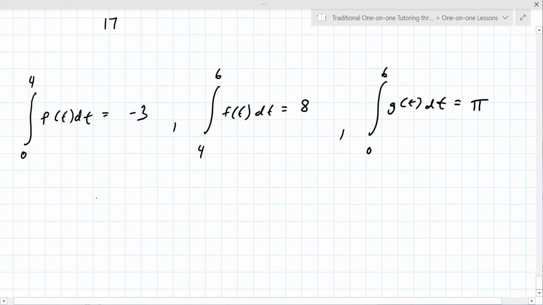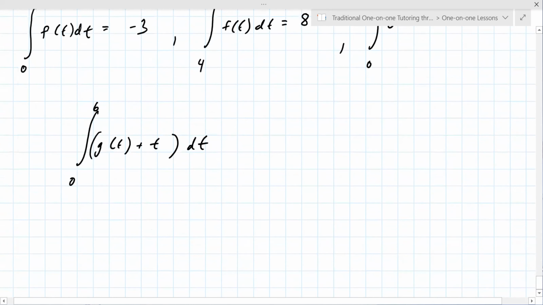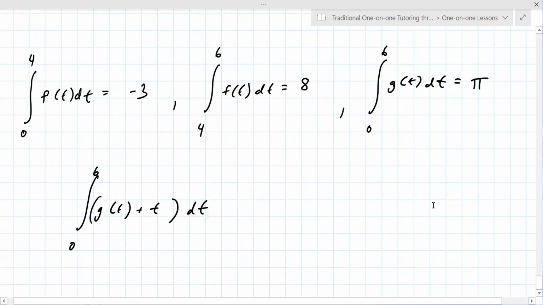All right, so what is the integral from 0 to 6 of g of t plus t dt? Plus t. So the first part is pi. That's right. And then is it like t times x at 6? The variable's t, so just assume it's an x here. What would it be if it was x?